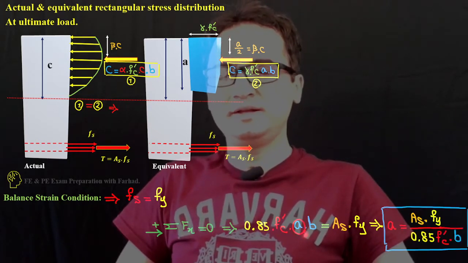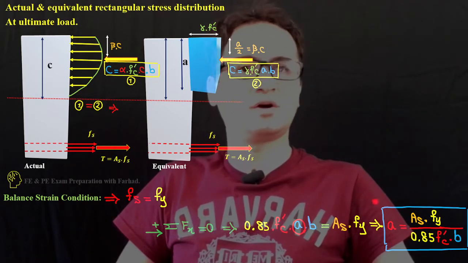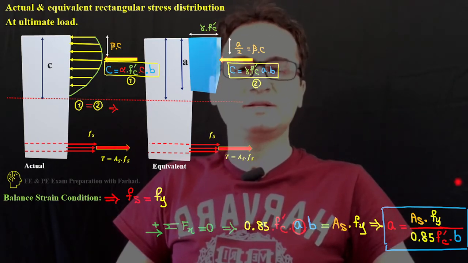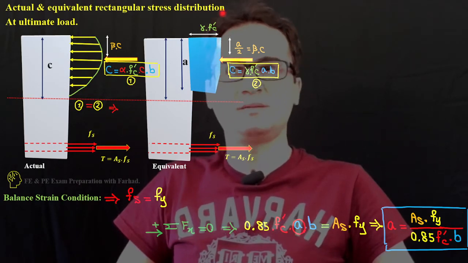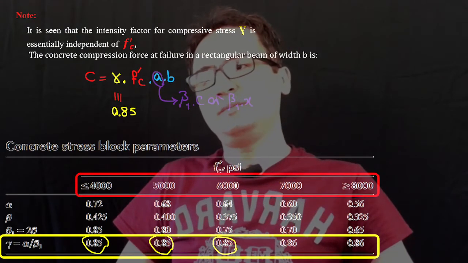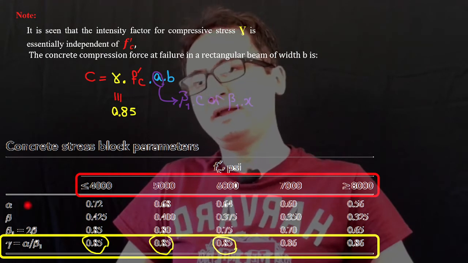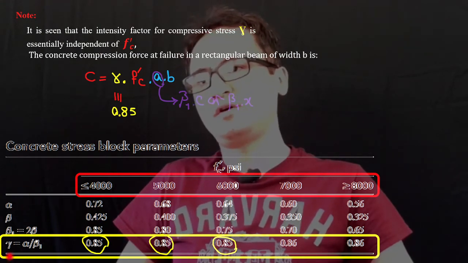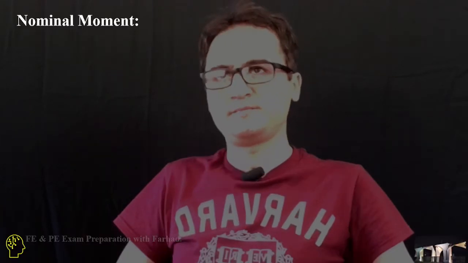If you calculate a based off that, that gives us the height of the concrete block equal to As times Fy over 0.85 f'c times b. And if you remember, we just had a table which gives us the beta, alpha, beta 1, and also gamma value.